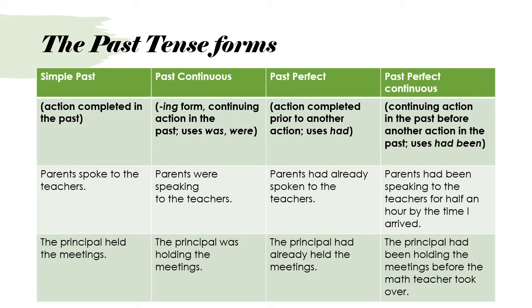Past perfect is used to denote actions completed prior to another past action. So to talk about this, we use the helping verb had, and it precedes the perfect form of the verb, that is the past participle. Parents had already spoken to the teachers. The principal had already held the meetings. You might have observed that whether it is singular or plural, in both the cases we use had.